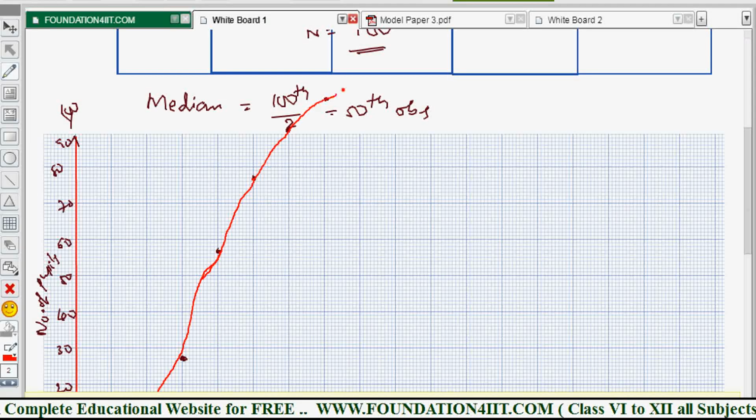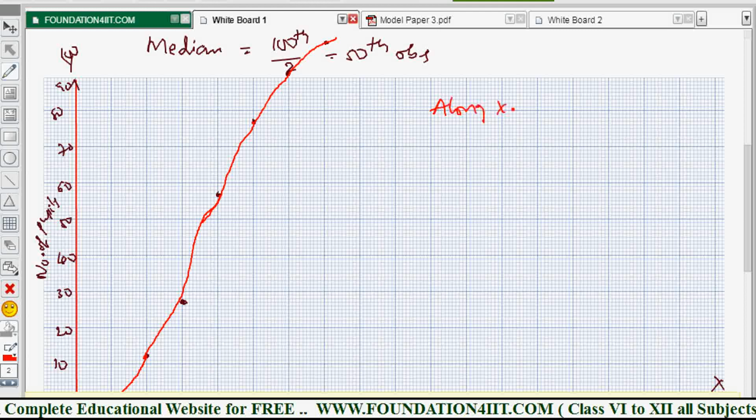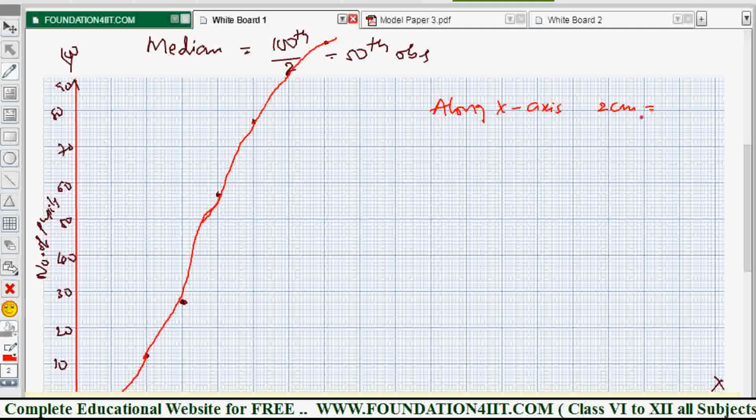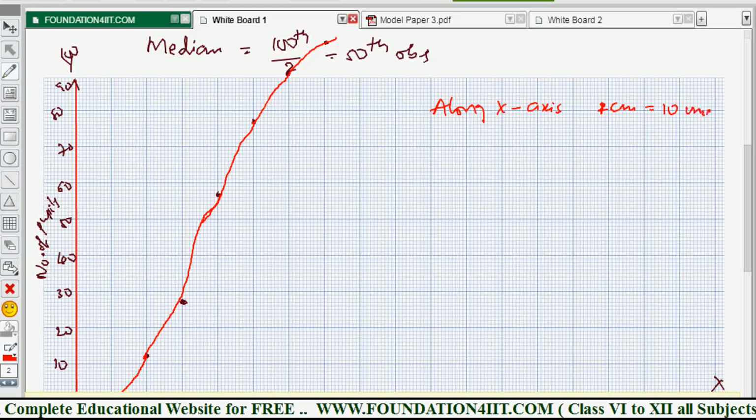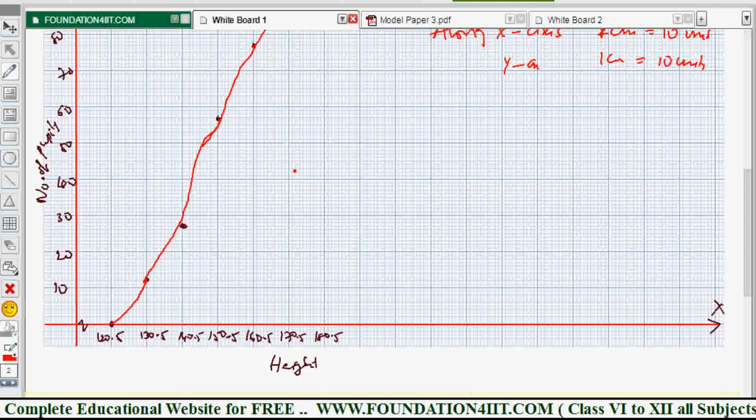Okay, let's take a graph like this. Along the x-axis, 2 centimeters is equal to... okay, 1 centimeter is 10 units. And similarly, the y-axis also, 1 centimeter is 10 people. The y-axis is also the same, 1 centimeter is 10 units. That is the graph. Now, median is equal to the 50th observation.